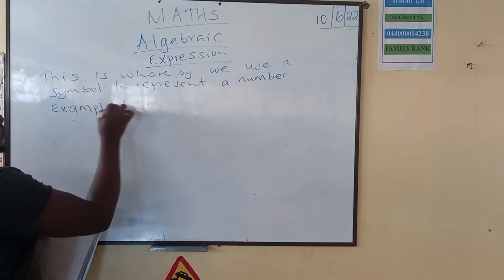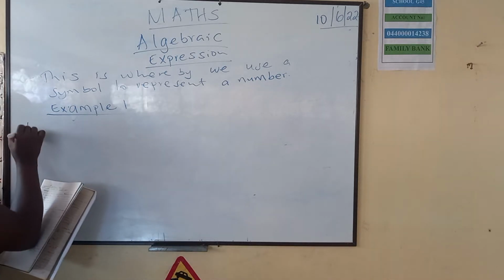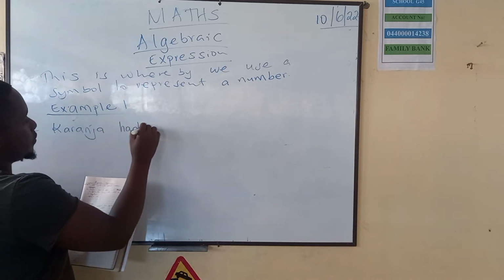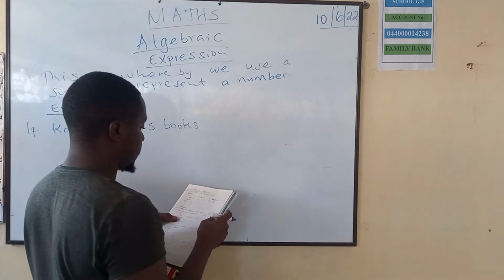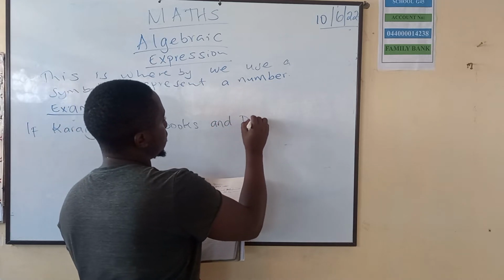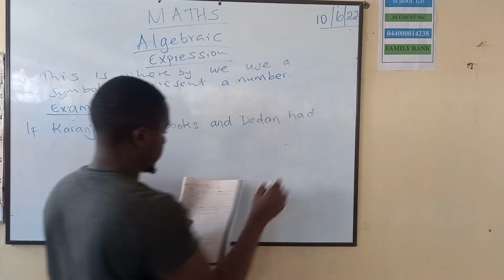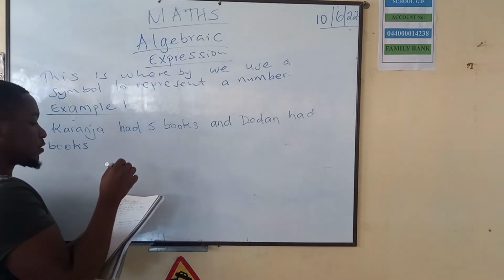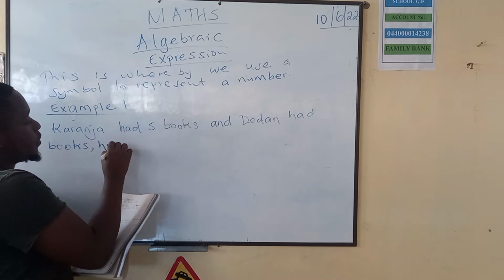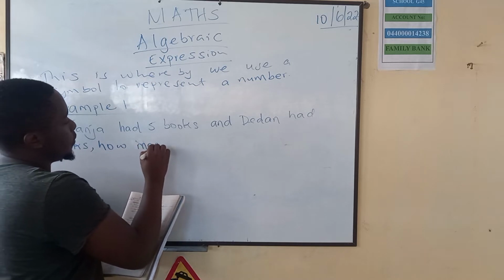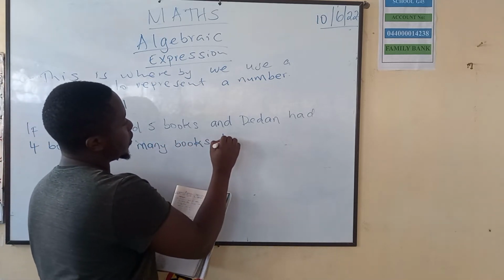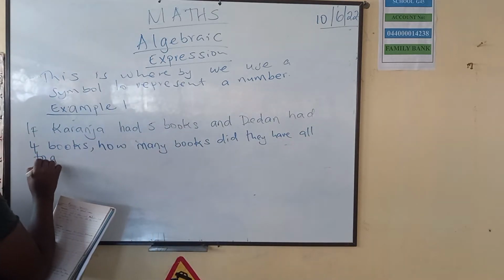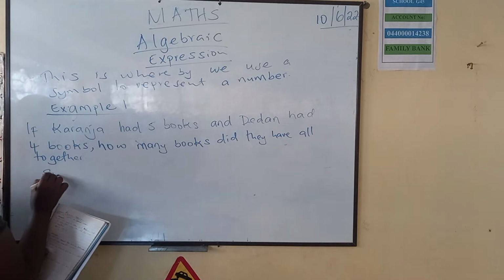Let's do example one. If Karanja had 5 books and Dedan had 4 books, how many books did they have all together? Now let's go to our solution.